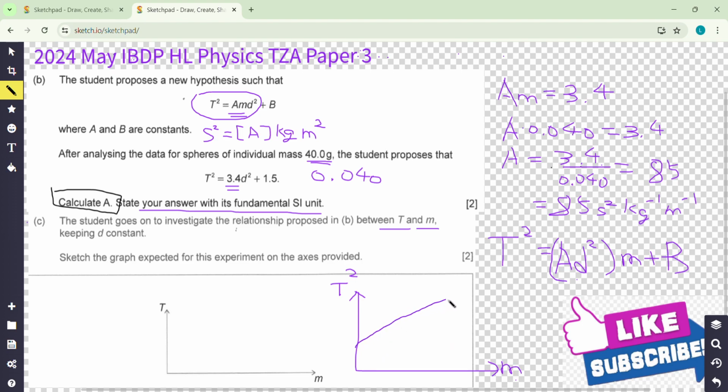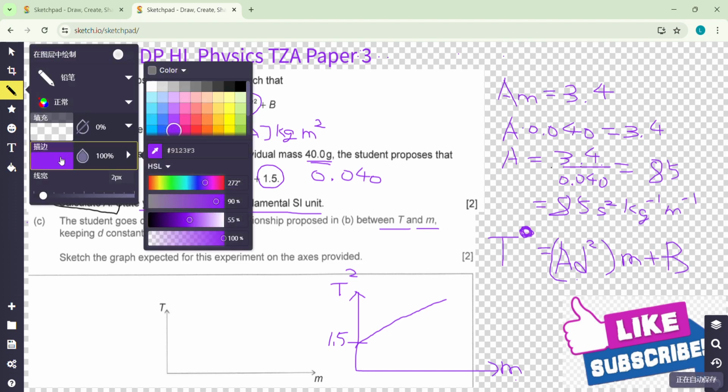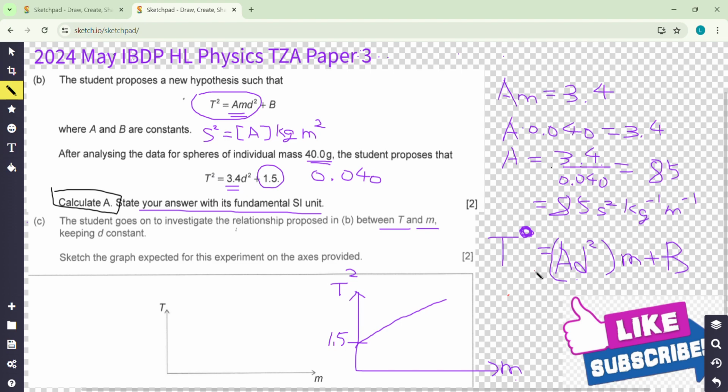The T squared against m graph should be like this, and somehow you need to mark the graph. Okay, so b is here, 1.5. But now, good question, it's T against m. So you need to move the square to the right hand side and it becomes a square root. Do you remember what a square root graph is? Curve down or curve up? Remember, curve down is a square root graph. Curve up is a square graph.